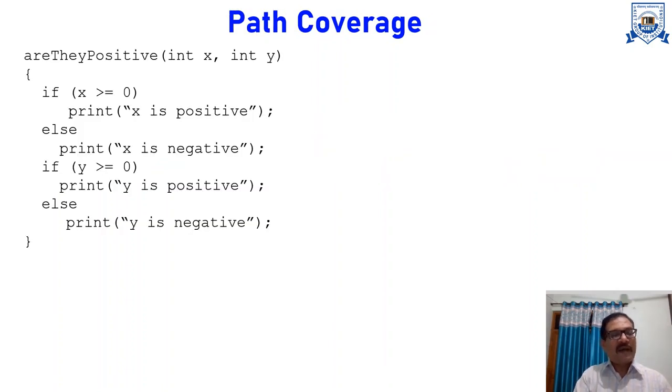So look at this program here. Are they positive? This is a function which takes two input values, x and y, and my function is going to check whether the input values are positive or not. I'm going to test if x is greater than or equal to 0. If yes, then I'm printing x is positive, otherwise x is negative. And then I'm going to check the y value. If it is greater than or equal to 0, then I'm going to print y is positive, otherwise I'm going to print y is negative, right? So if you draw the control flow graph for this program, it will look like this.